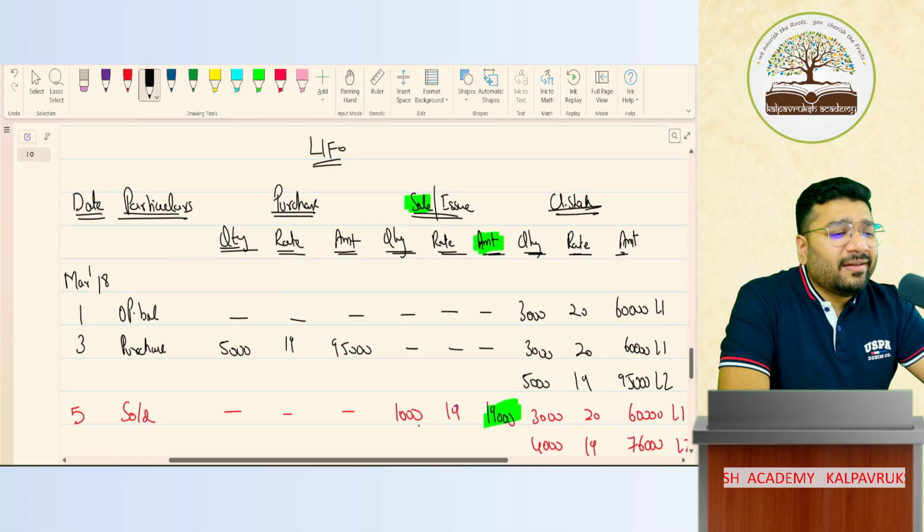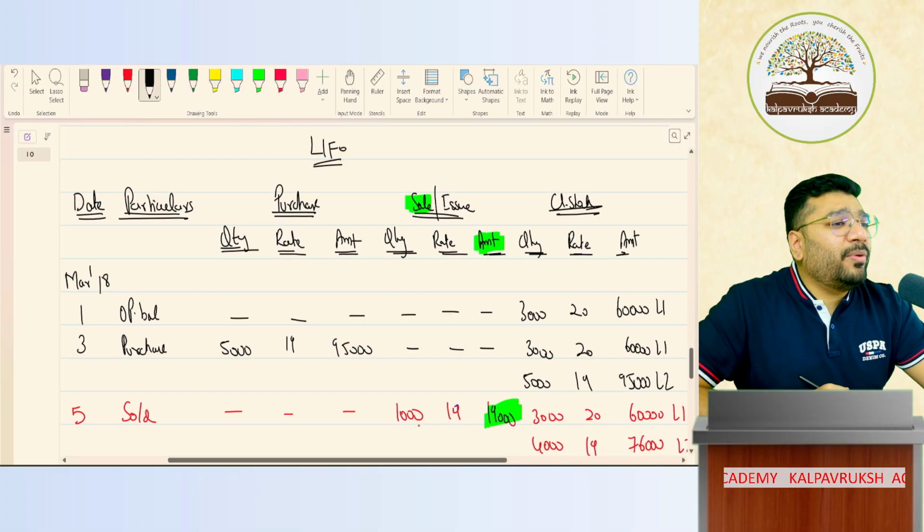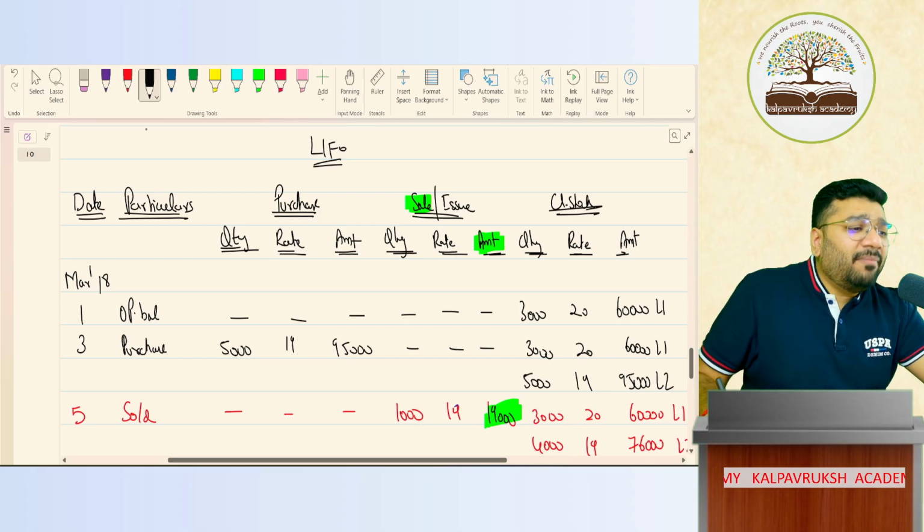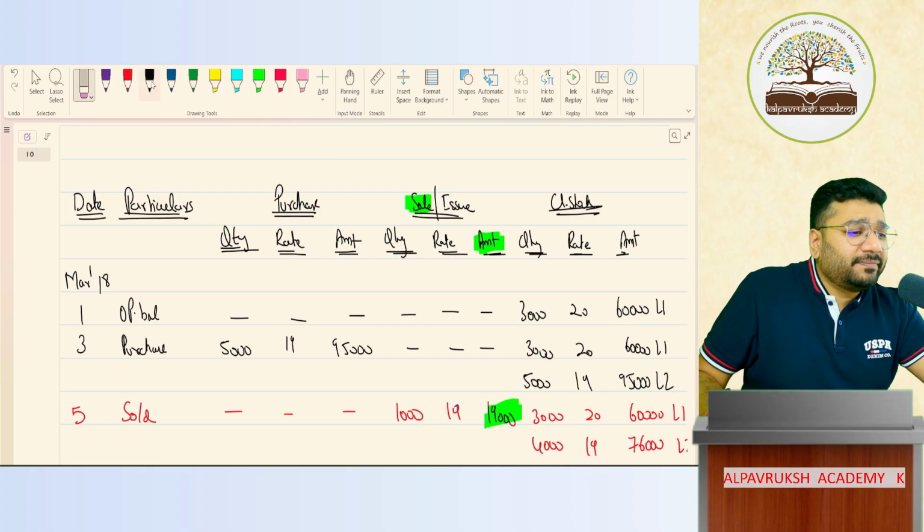Same question under weighted average method. Same question under weighted average method. This is very important from an examination perspective.